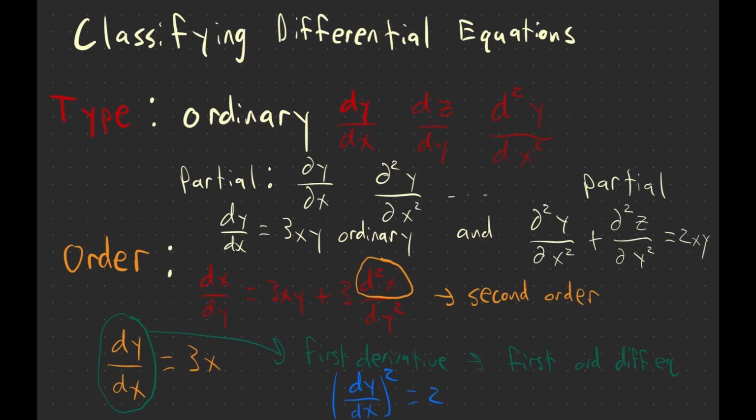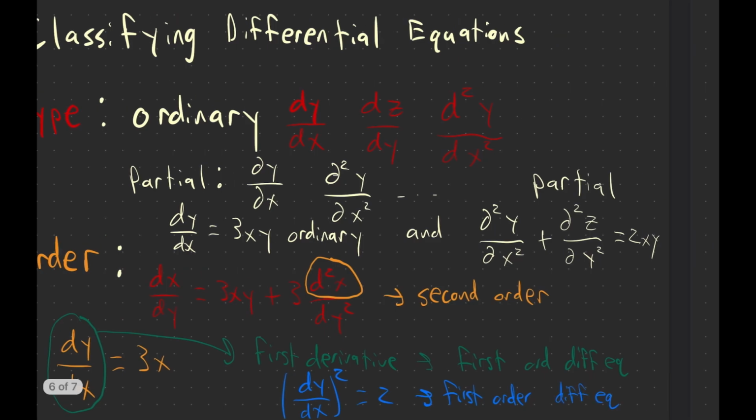Something like this is a little tricky and stumps some people. This is the first derivative of y with respect to x, squared, is equal to 2. This is not the second derivative of y with respect to x. So this one here is a first order differential equation.